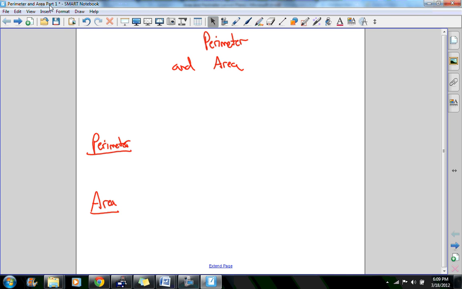Hoping someone laughed. Okay, we're going to work on area and perimeter of two different shapes here. We're going to work on the area of squares and rectangles, which I consider one shape, and then parallelograms as well. Tomorrow will be triangles and trapezoids.